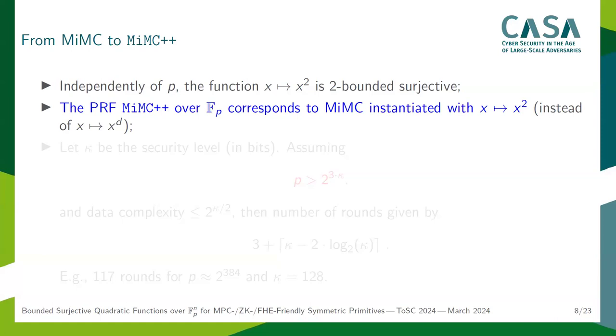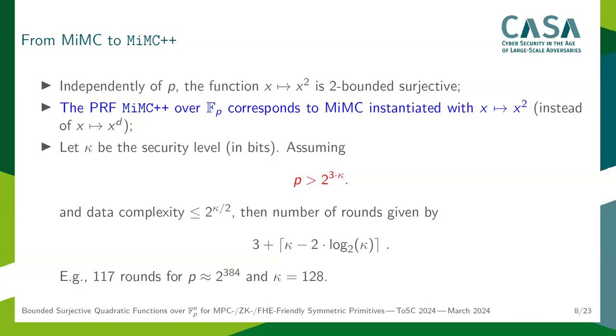So if you want kappa bits of security level, the number of rounds is again proportional to kappa. So it's kappa minus some constant. But I also assume that p is quite large. So I assume that p is larger than 2 to the power of 3 times kappa. Which means that, for example, if you want 128 bits of security, we have 117 rounds, but p is very large. So it's approximately 2 to the power of 384.